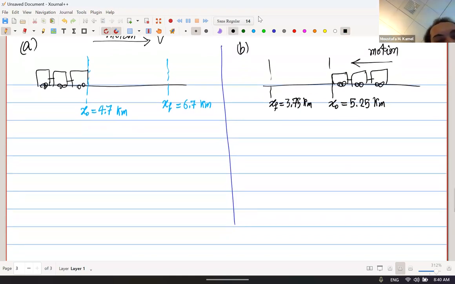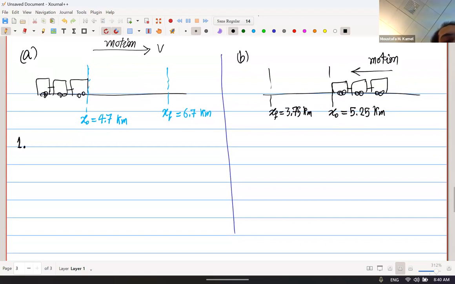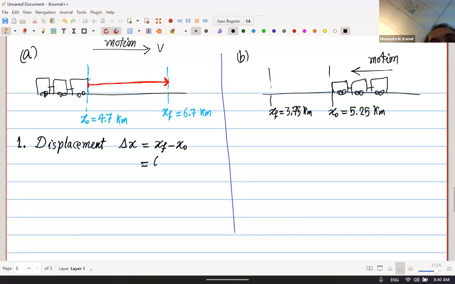Let's do part A. So first we want to calculate displacement. So displacement is defined as the change in position. So delta x equals x final minus x initial. And in this graph, since it's a vector, the arrow is pointing this way, to the right. So we expect it to be a positive number. So delta x is 6.7 kilometers minus 4.7 kilometers. This is 2.1 kilometers.